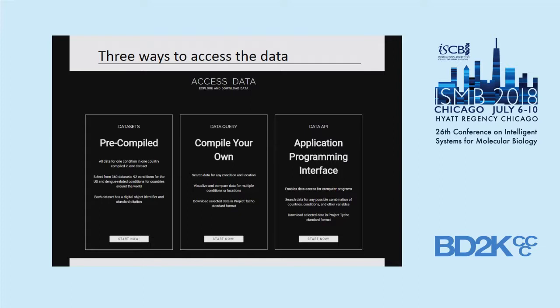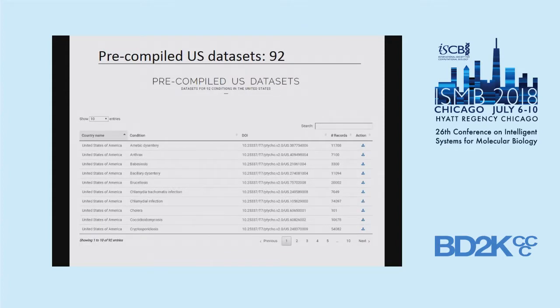So here are 3 ways to access the data. Pre-compiled data sets, 360 data sets, for each country and condition. You can also compile your own, and there is an API. So here is a list of the pre-compiled US data sets, 92, one for each condition. You can click on the data set and download right away. You can also see they all have a DOI. We were able, through the EZID service, to actually mint DOIs for each of these data sets.